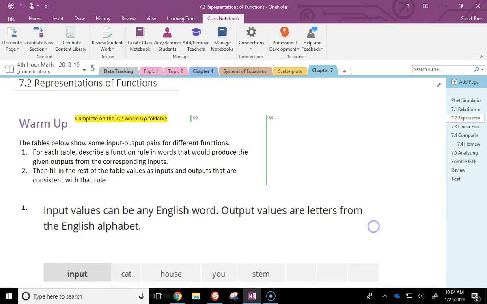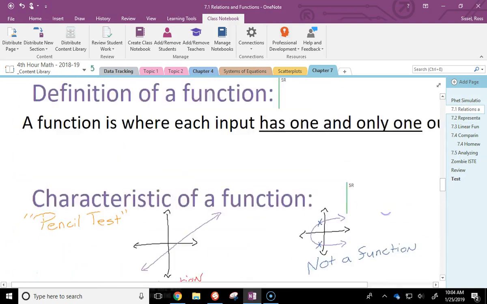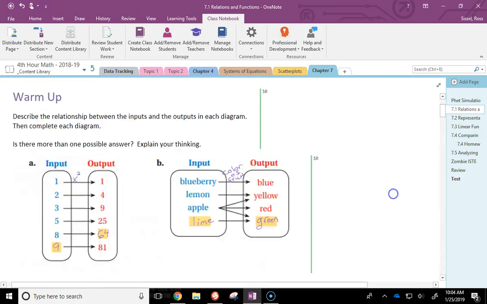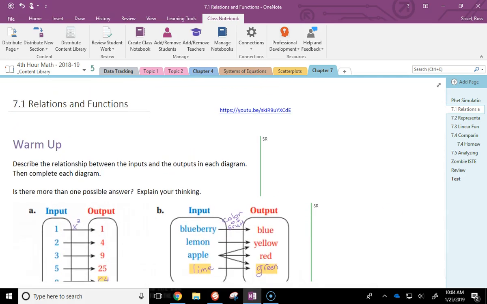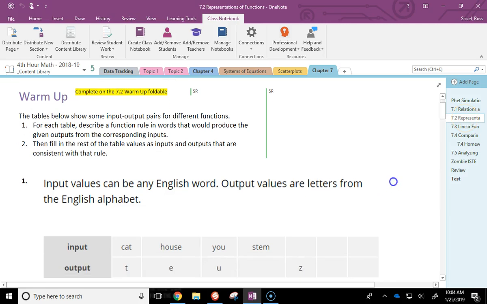Let's look at today's. So today for 7.2, we are going to look at representations of functions. Yesterday we did relations and functions. We learned what a function is. Today we're going to learn how to represent it.